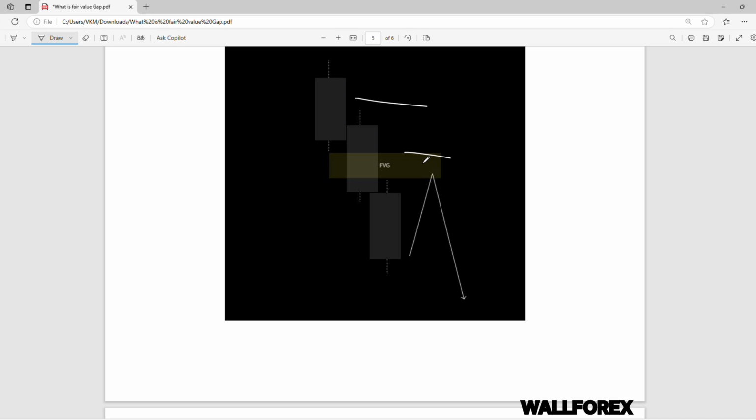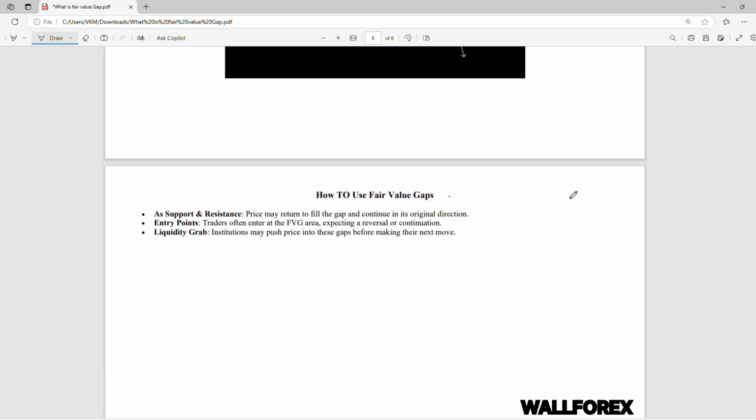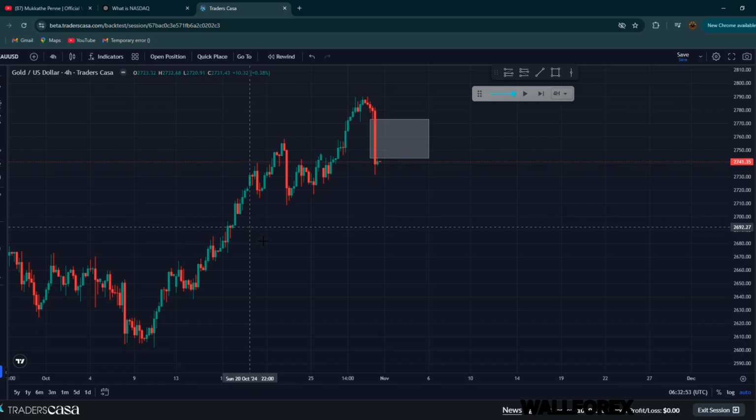I hope you understand. We can move to a chart to give some examples. Okay, the price was making higher highs and higher lows, and this bullish fair value gap got disrespected, which basically shows that the price is going to make lower lows and lower.